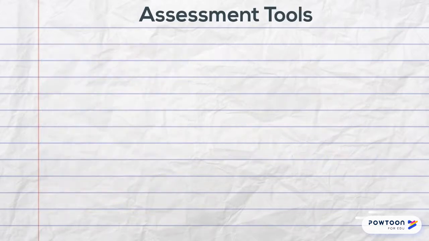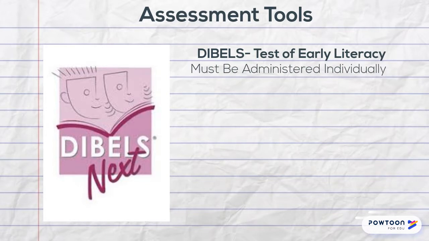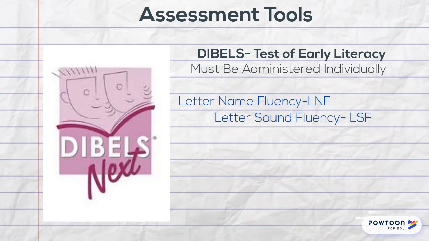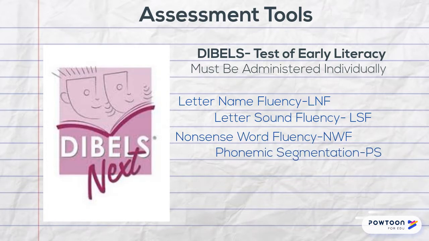The DIBELS test of early literacy must be administered individually. It includes the letter name fluency, the letter sound fluency, the nonsense word fluency, phonemic segmentation, and the oral reading fluency test. These tests can be used in the place of the Core Phonics Survey.